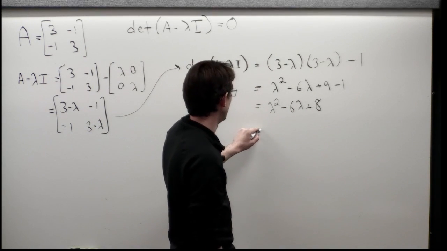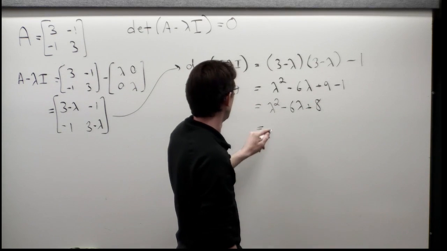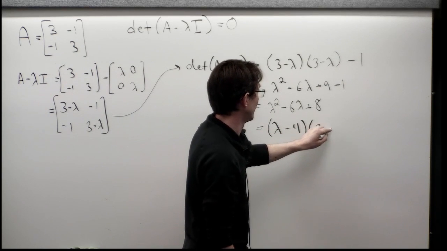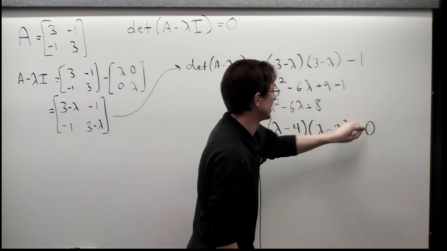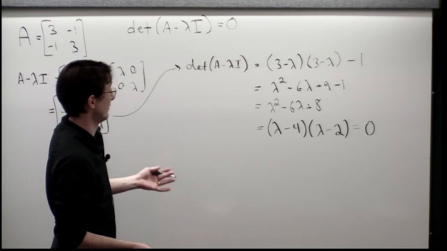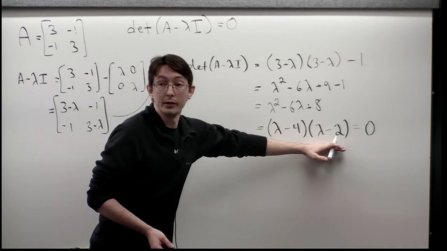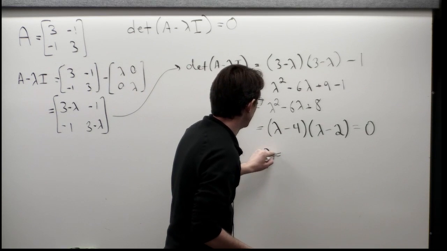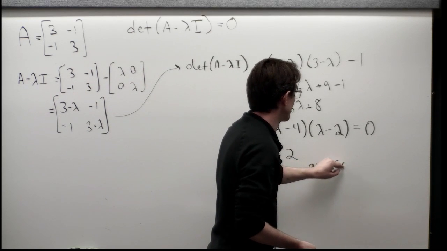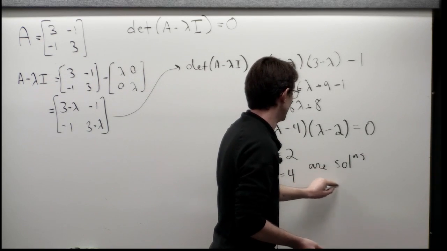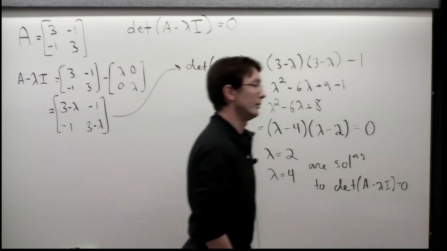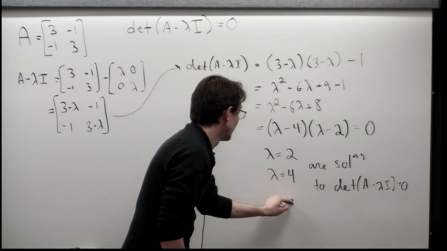And what we end up getting is, remember this is supposed to equal 0. So this is (lambda minus 4) times (lambda minus 2) equals 0. So for what values of lambda does this equation equal 0? Right? When lambda equals 4 and lambda equals 2. So lambda equals 2 and lambda equals 4 are solutions to the determinant of A minus lambda I equals 0, and they are eigenvalues.